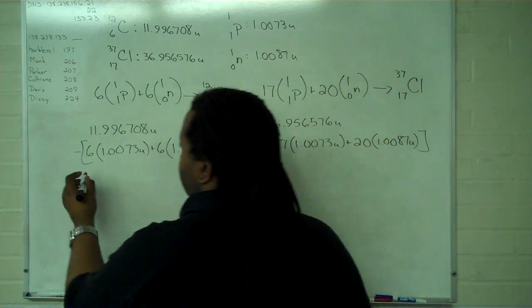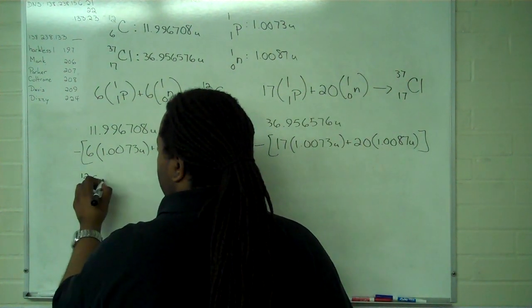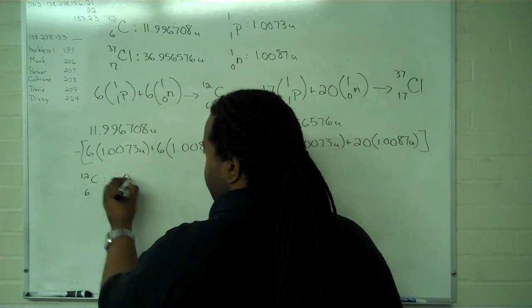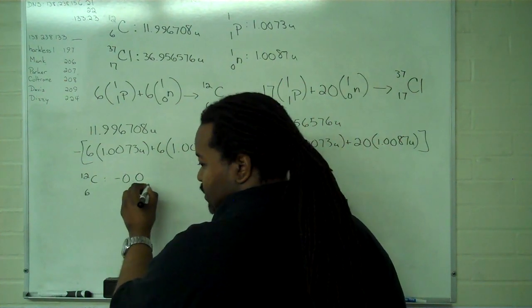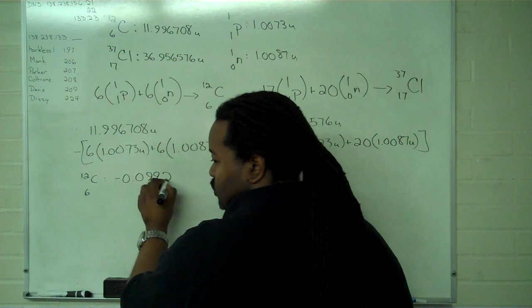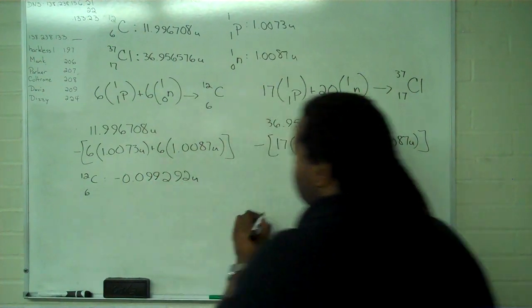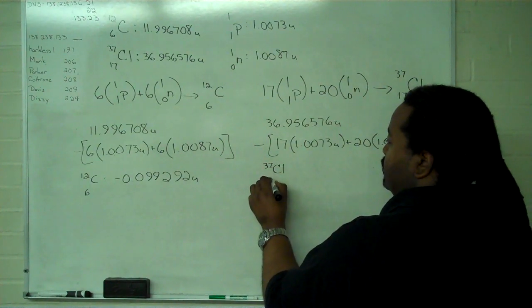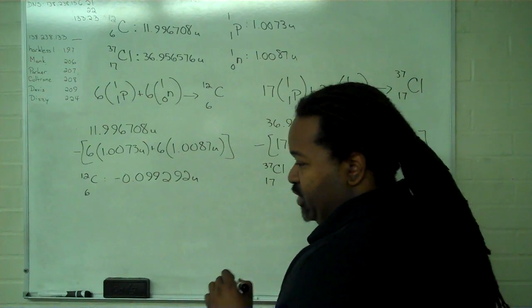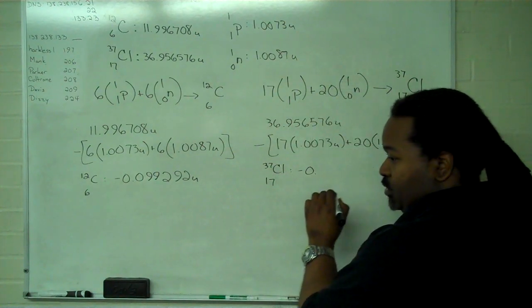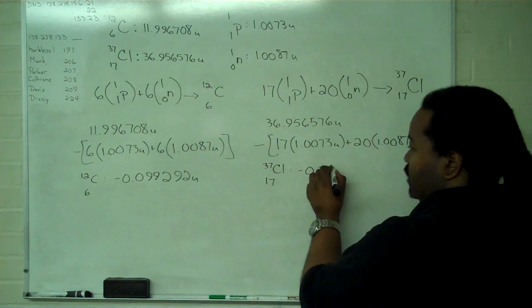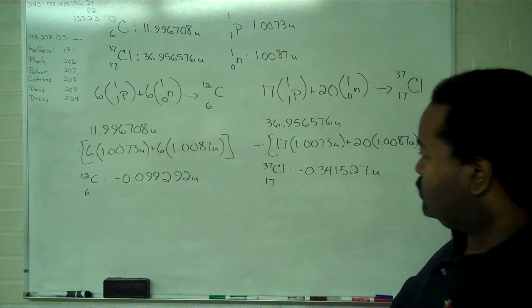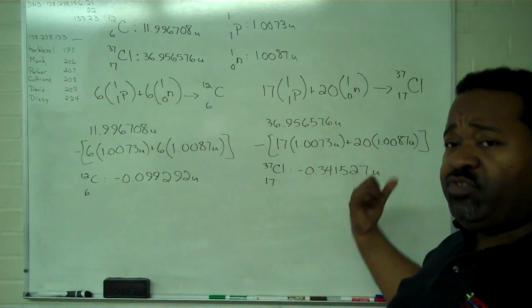And so for carbon-12, we have a mass defect of negative 0.099292 units. And for the chlorine-37, we have a mass defect of minus 0.341527 units. So now we know how much mass was lost and converted to energy.